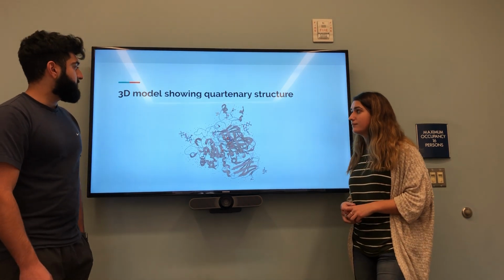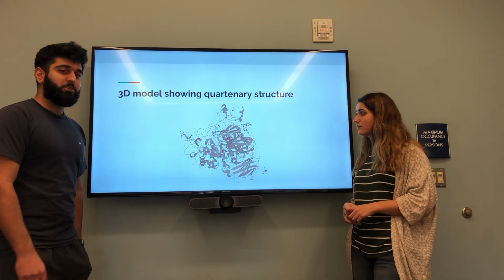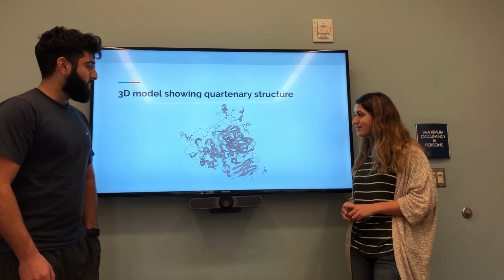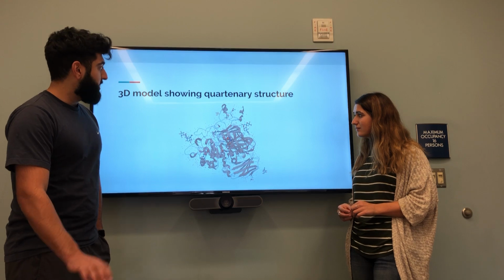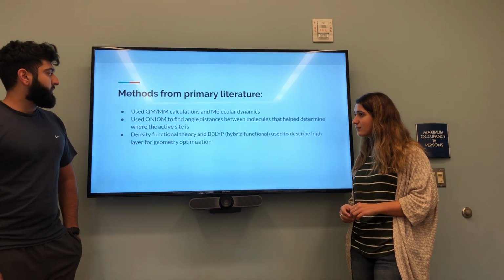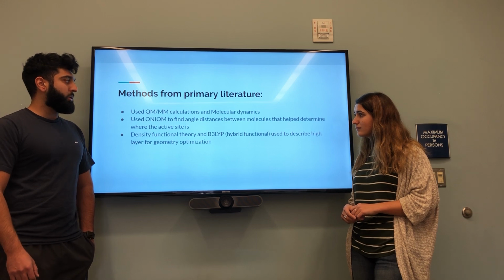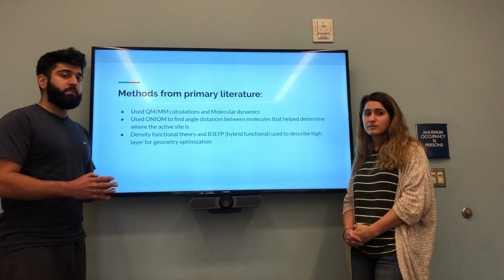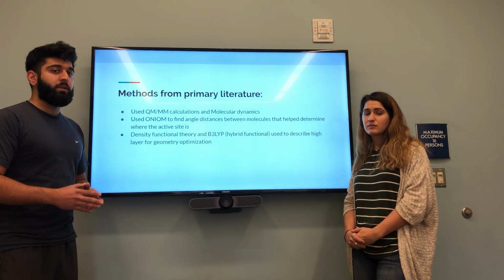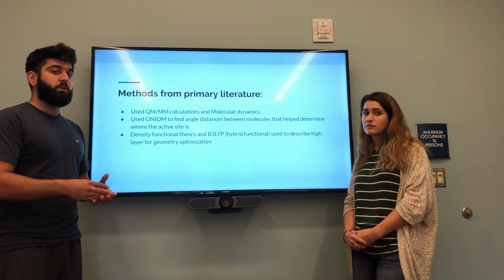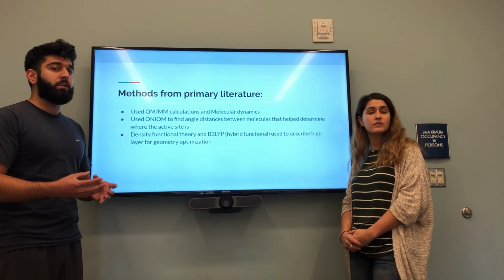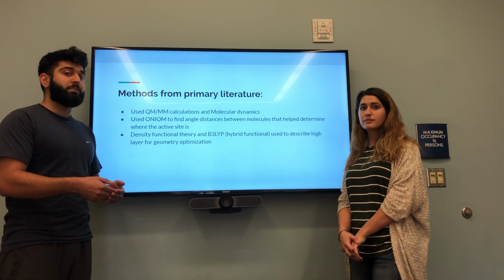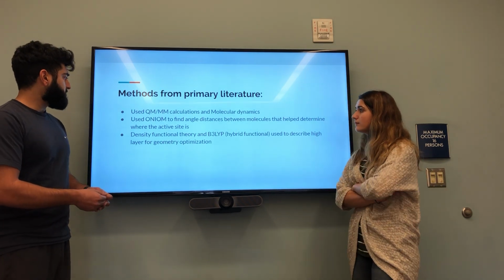All right, here is the 3D picture of maltase. You can see all 1,800 amino acids and the beta barrels, alpha sheets, alpha helices. So from the methods of our primary literature, they used quantum mechanic and molecular mechanic calculations and molecular dynamics to map the active site of maltase. What they wanted to do was see which amino acids play a critical role in the action of maltase, so which ones are actually binding to the substrate, and how that active site looks and what they can use to mimic a substrate and prevent the absorption of sugars.